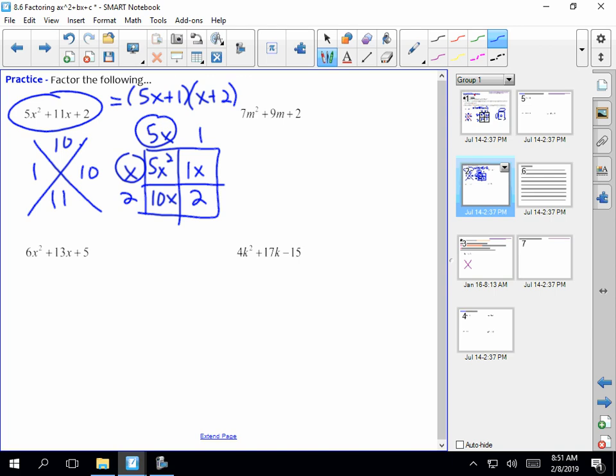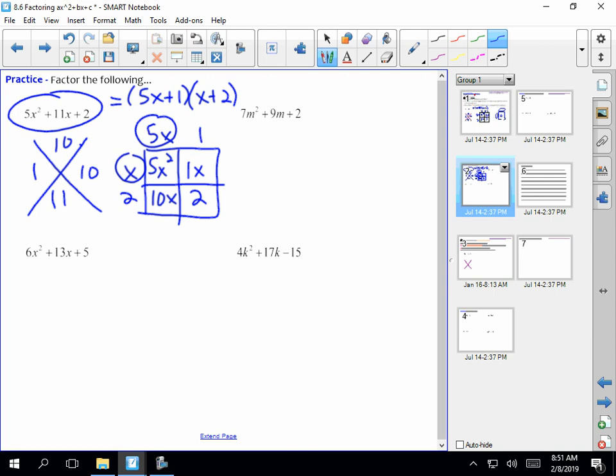There's the 5x squared that goes right there. 1x and 10x. Add them up. It gives you the middle term. 2 times 1 is 2. There it is. It's all right there. So you don't even really have to check it. You already did using this method.